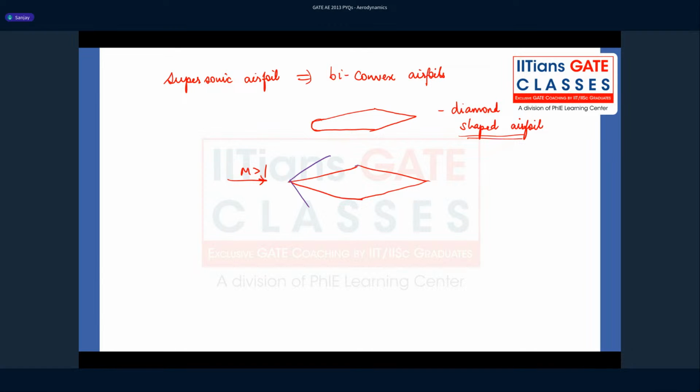And then you encounter another corner, which is an expansion corner, because this corner will deflect the flow away from it. So you're going to have expansion fans over here. Again, here you will have an oblique shock. So the entire flow dynamics around this supersonic airfoil is governed by shock expansion theory, which you must have studied in your gas dynamics.